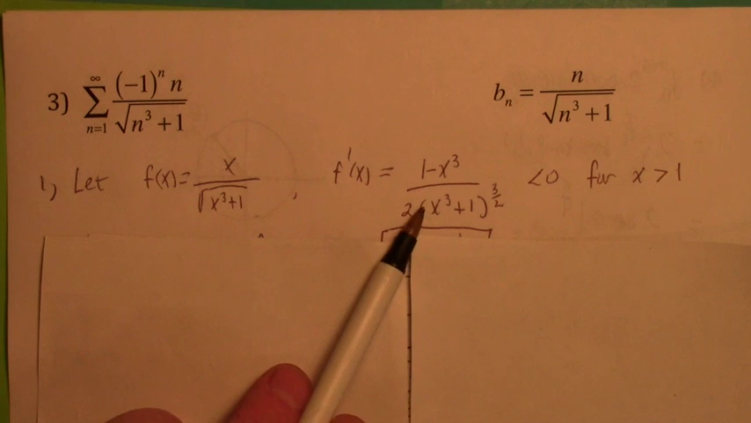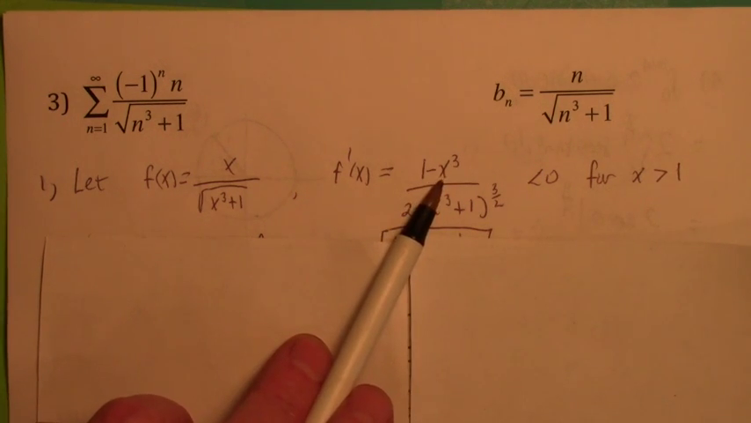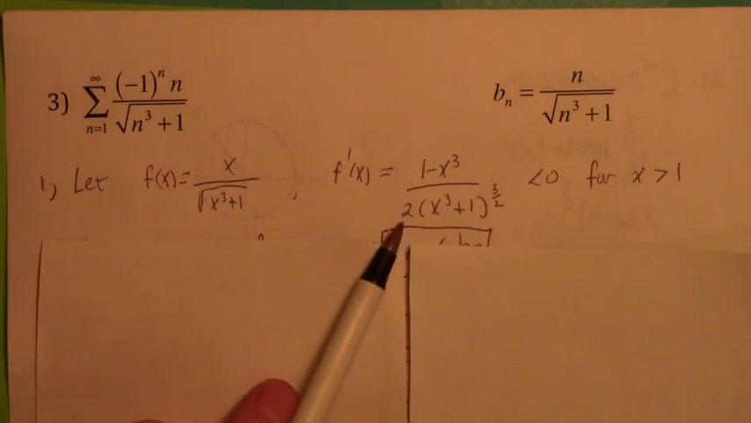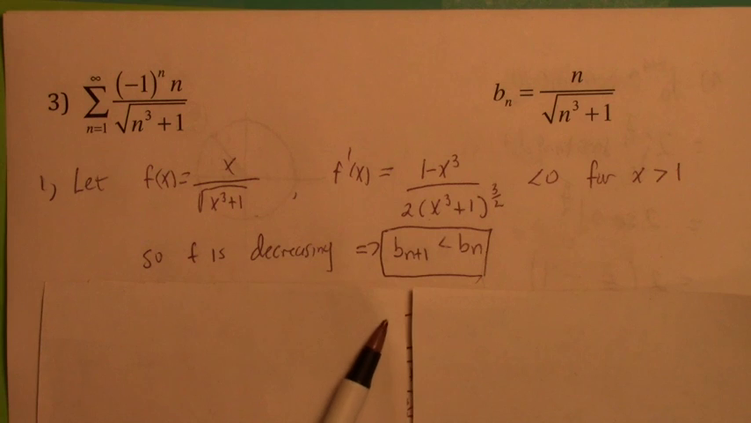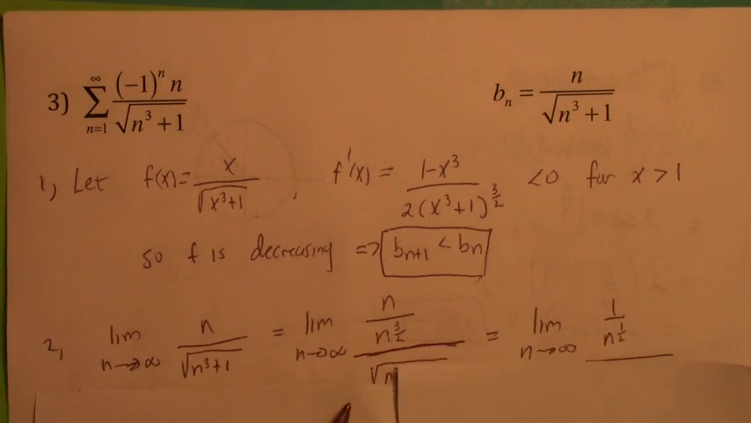Check me out that I did this right. This is what I get for the derivative. And since the bottom is always positive, the derivative is negative as long as x is greater than 1. The numerator will be negative. So therefore the function will be decreasing, which implies that the b sub n's are decreasing. All we need to do now is show that the limit goes to 0.